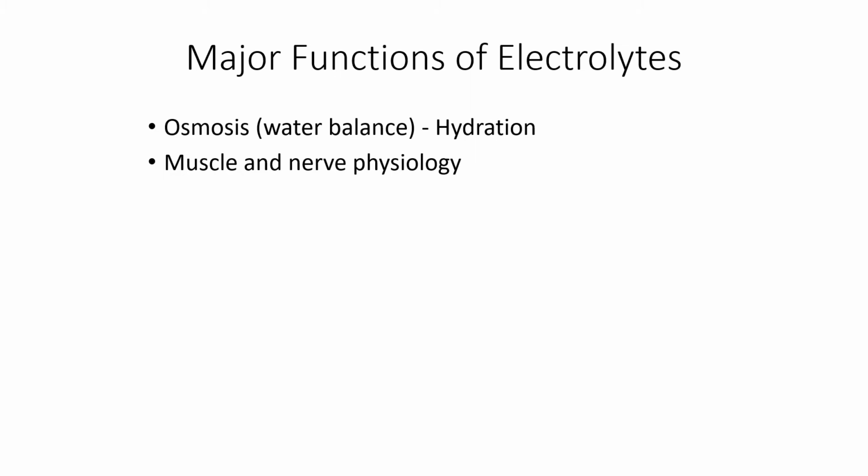So overall, we can classify electrolytes as being important for osmosis, which is water balance in the body, and hydration, and also for muscle and nerve physiology. That's two places we'll discuss it, in both Bio 210 and 211.